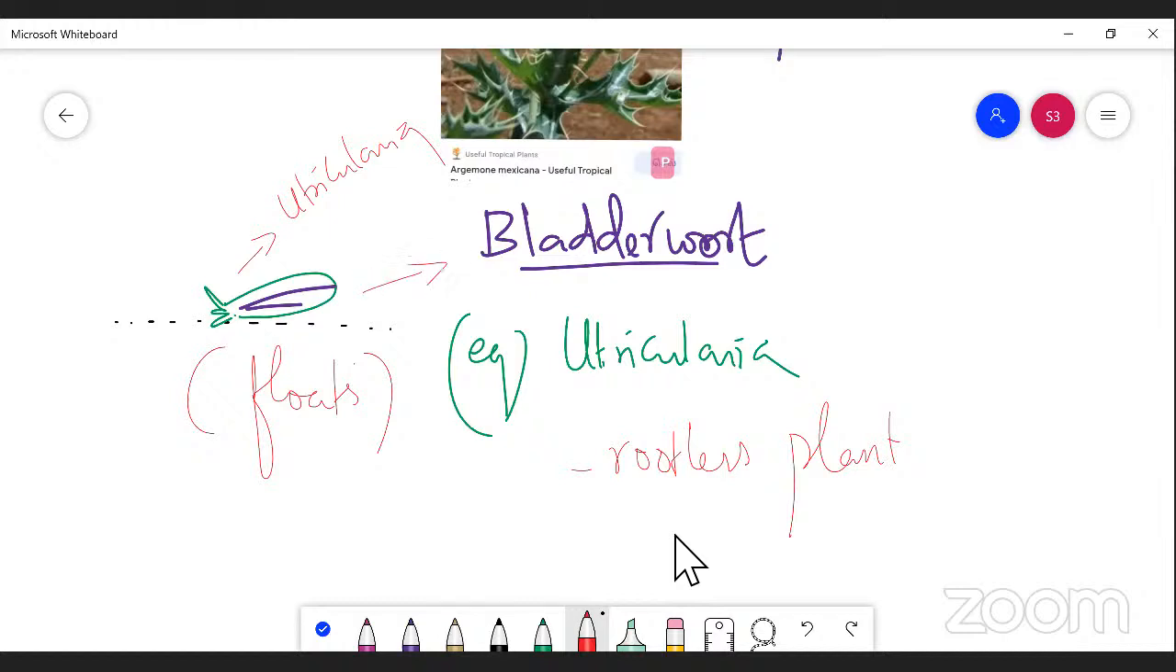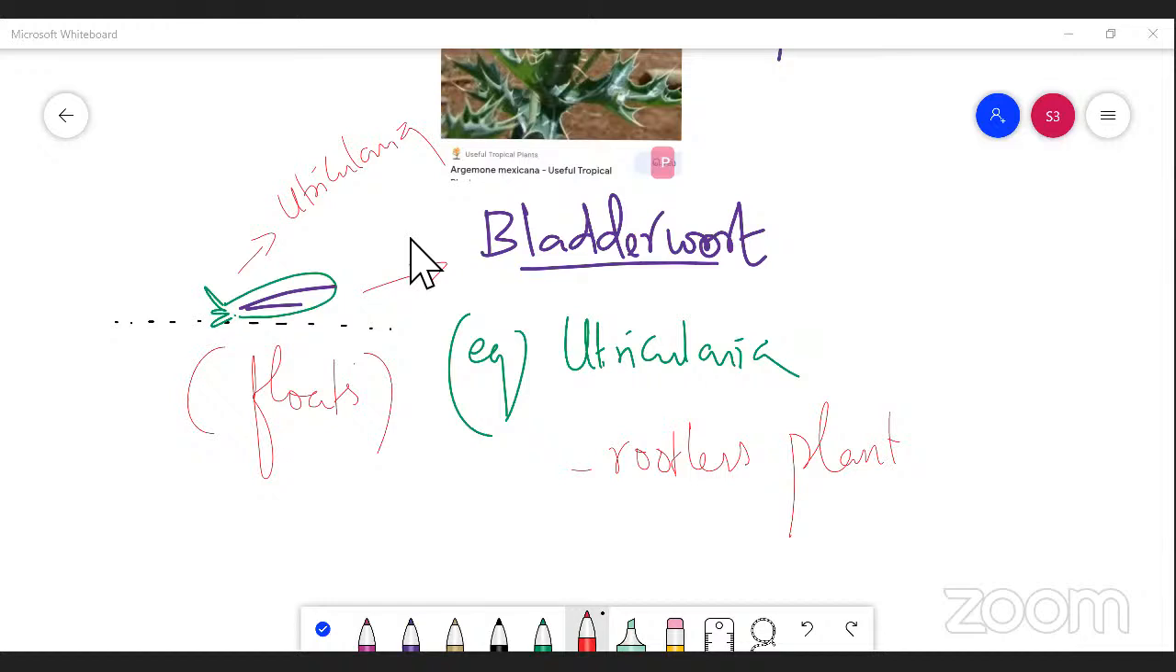Example, Utricularia. Sometimes this bladderwort is also present in some members that are slightly submerged, right? Not only free-floating members, it is also found in some submerged plants, right? So which of the following is an example of bladderwort? Dear students, could you answer? Will you give an example for bladderwort? Utricularia.